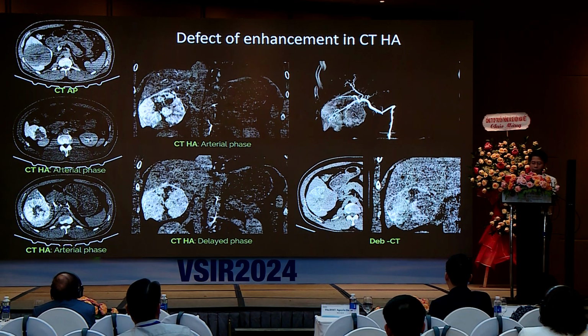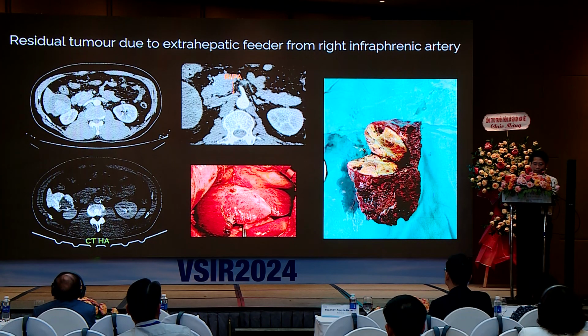So we did not try to select the extrahepatic feeders, and in the CT after TACE, we show that there is residual tumor in the tumor, and it corresponds with the defect already seen in CTHA. Okay. And this tumor is perfused by a branch from the right inferior phrenic artery. The patient was operated on 2 weeks after TACE.